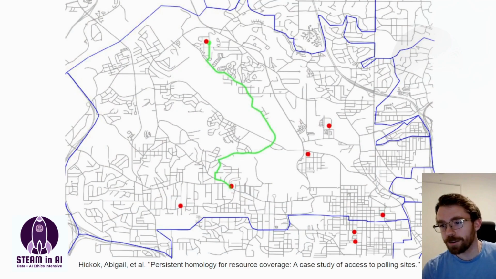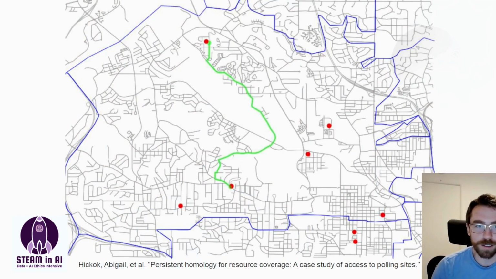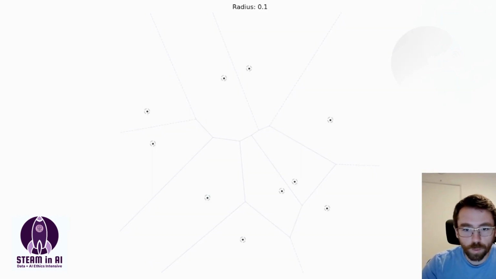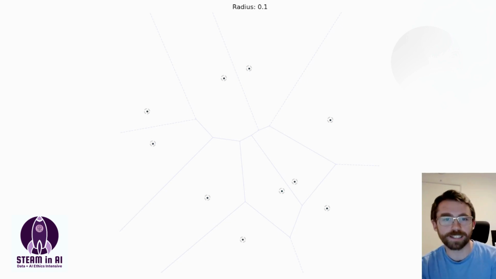cities. Here we have a zip code in Atlanta, Georgia. The red dots indicate actual polling sites there, and the green path indicates the shortest path between two such polling sites. One question you could ask once you have access to this data is: is this equitable coverage? And one way you can start evaluating that is with persistent homology, a cutting-edge tool from topological data analysis.